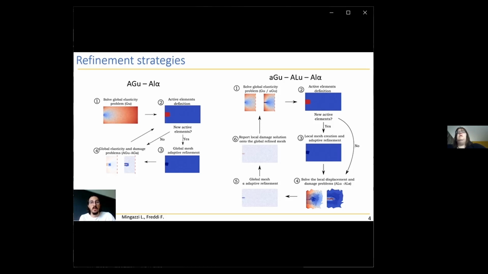For the global local approach, instead, we start by solving the global elasticity problem, from which we determine the active and the additional elements. We create the local mesh which undergoes the refinement procedure, and we solve the local displacement and damage problem. Using the information from the local damage profile, we perform the alpha adaptive refinement of the global mesh, on which we interpolate the local damage field.